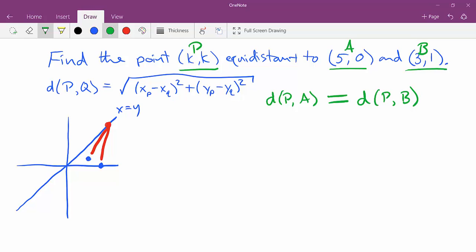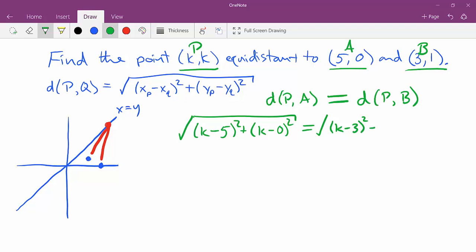So applying the distance formula here, we've got square root of the x value for P is K minus the x value for A, which is 5 squared, plus the y value for P is also K minus the y value for A, which is 0. All under the square root, and that equals K, applying the same principles, minus 3 squared plus K minus 1 squared.